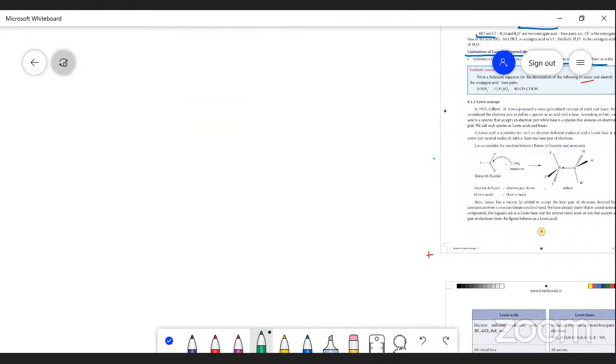According to the Lewis concept, what is the electronic concept? Easily you can recall. In Arrhenius, we deal with H plus and OH. In Bronsted-Lowry, we deal with protons, proton donor and proton acceptor. In the same way, Lewis gives the electronic concept. Some substances do not have H plus and OH, so we cannot explain acid or base based on those arguments.